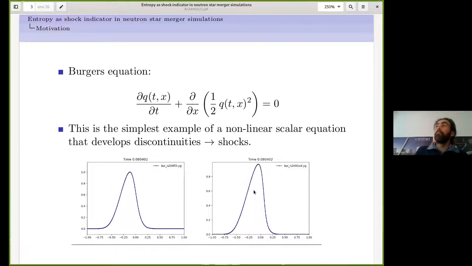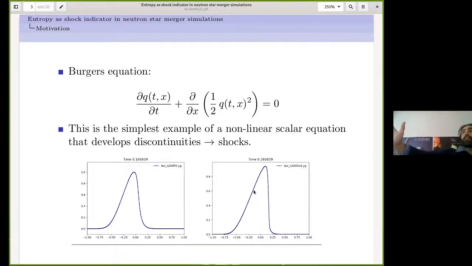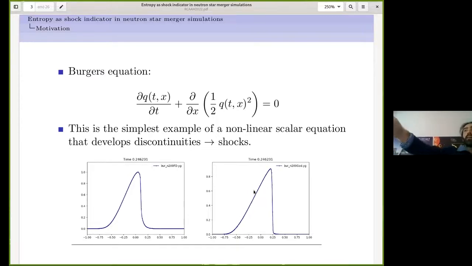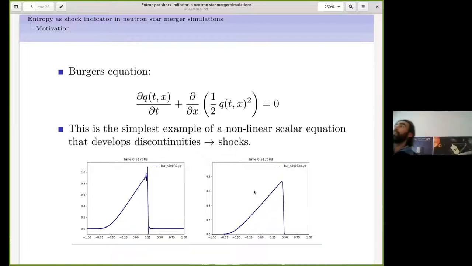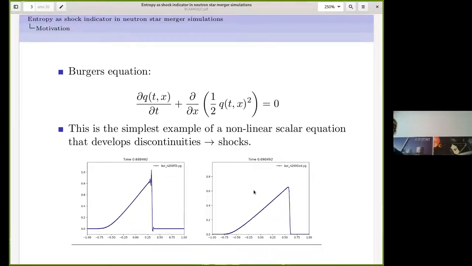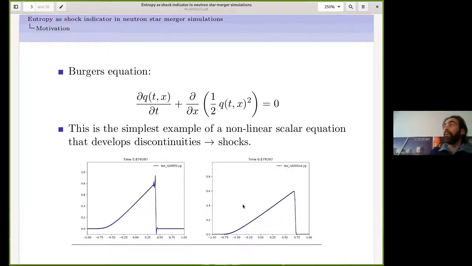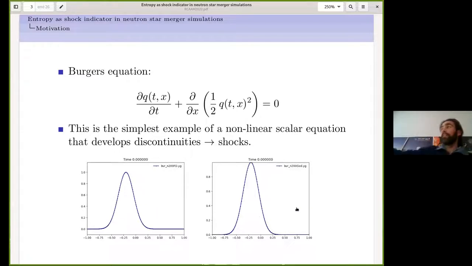We see that here still everything is smooth. And here we have the shock developing. We see that the higher order schemes, so we're talking about second, third, fourth order schemes, start developing oscillations. The first order scheme is suppressing these oscillations, but we see that the result is not accurate.